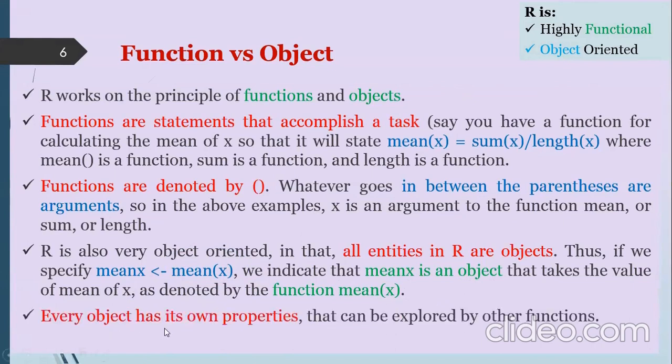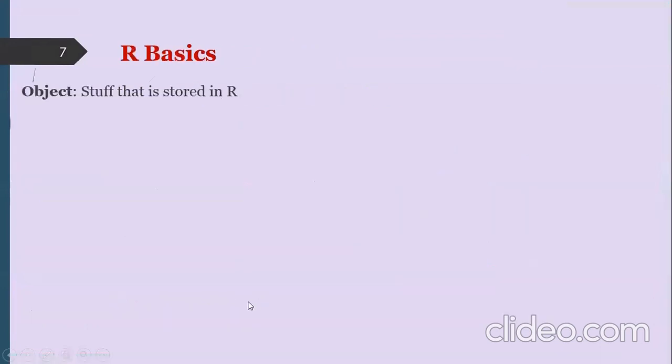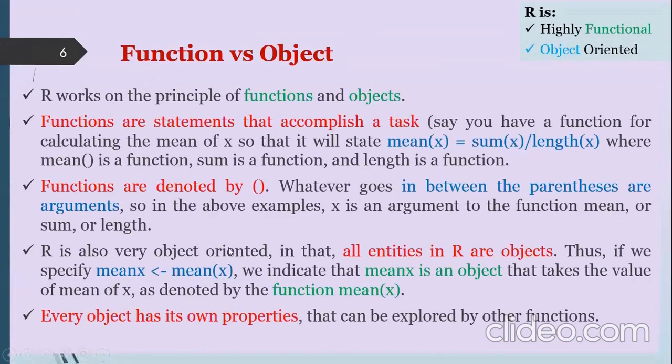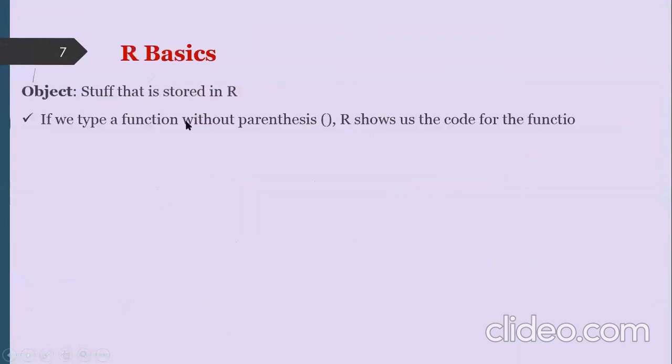Every object has its own properties that can be explored by further functions. So what is an object? It is the stuff that is stored in R, any stuff that's stored in R. If we type a function without parentheses, so if we write mean without parentheses, R shows us the code for that function.